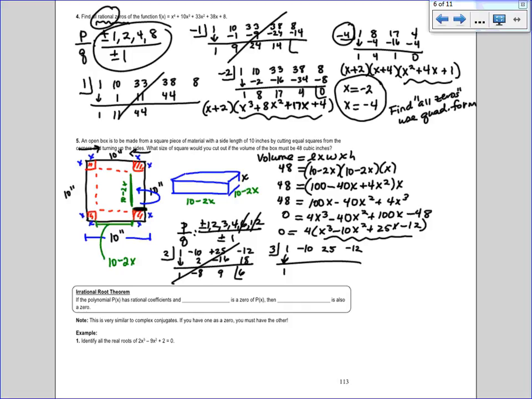Drop the first term. 3 times 1 is 3. Add straight down, I get negative 7. 3 times negative 7 is negative 21. Add straight down, I get 4. 3 times 4 is 12. Add straight down, I get 0.